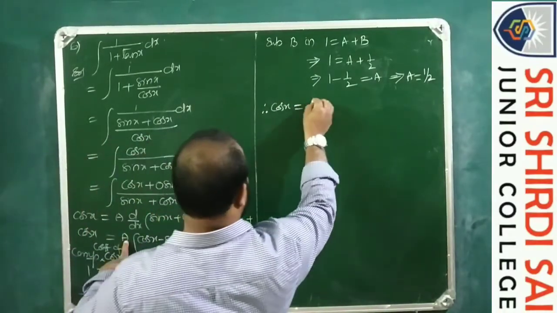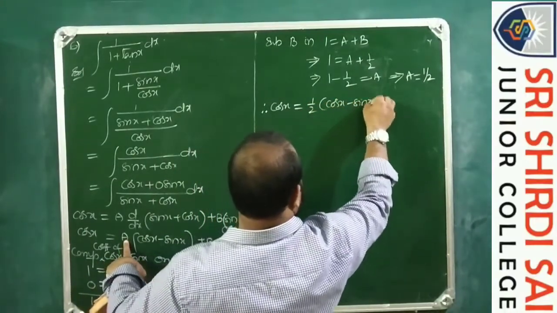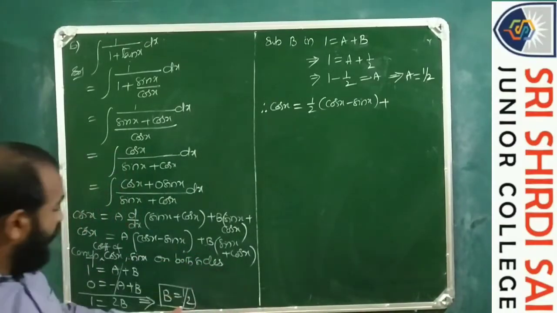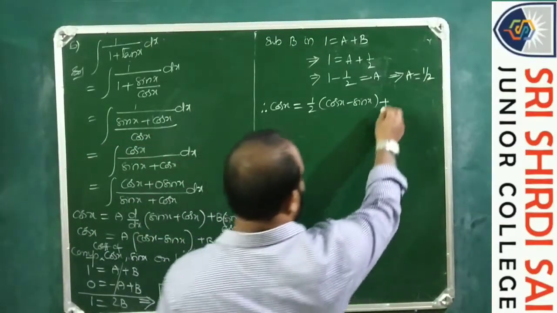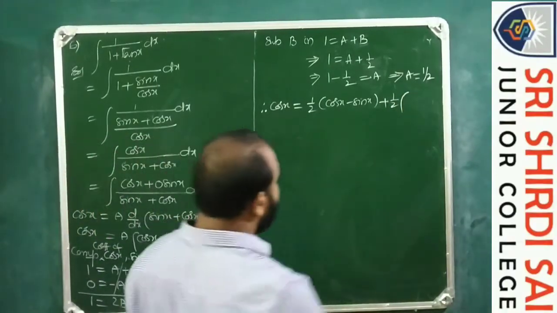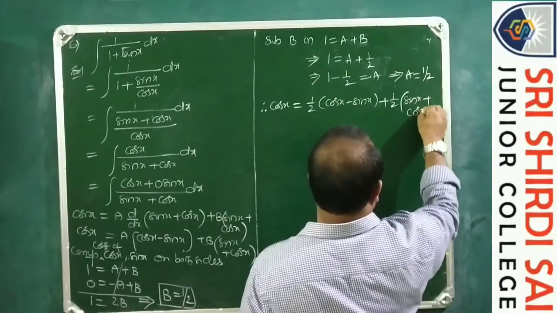So 1 by 2 into cos x minus sin x, plus the value of b, which we got to be 1 by 2. So 1 by 2 into sin x plus cos x.